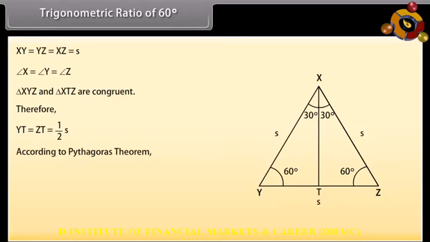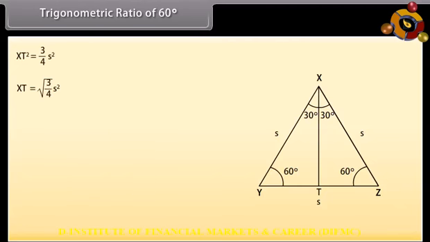According to Pythagoras' theorem, XT square plus YT square is equal to XY square. By substituting the values, we get XT square plus 1 upon 2s whole square is equal to s square. By calculating it, we get XT is equal to square root 3 upon 4s square, which is square root 3 upon 2s. Sin 60 degree is equal to XT upon XY, which equals square root 3 upon 2s upon s, equals square root 3 upon 2.